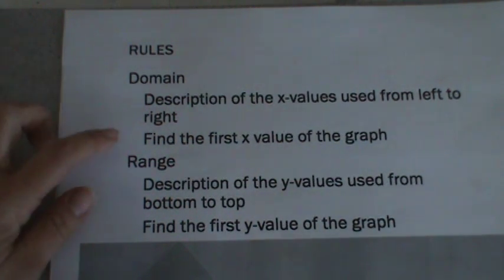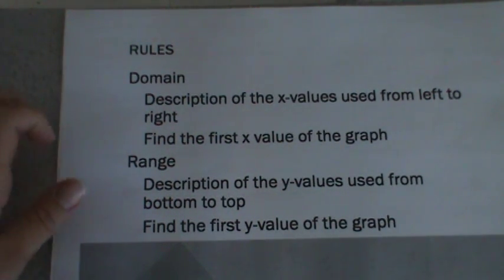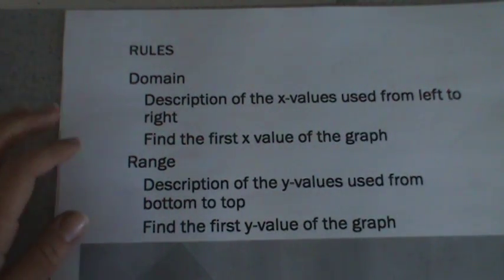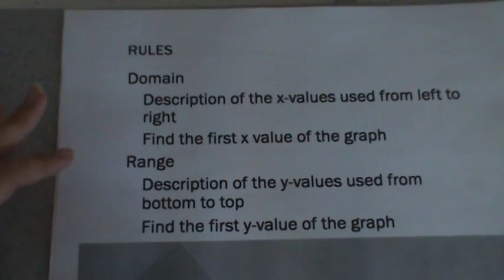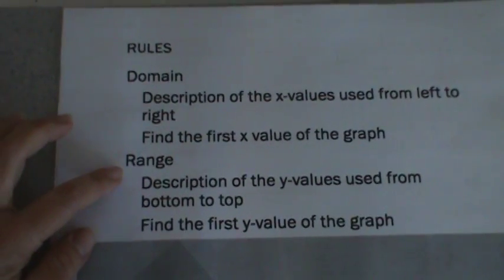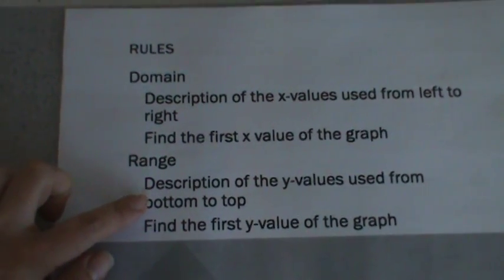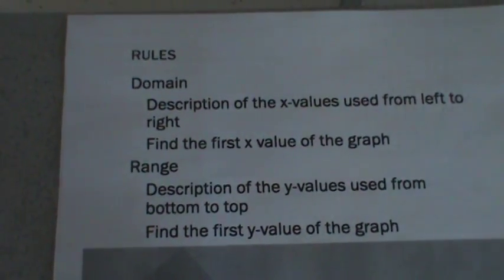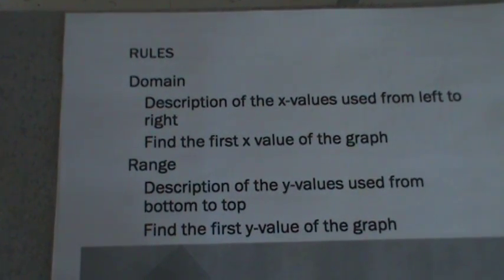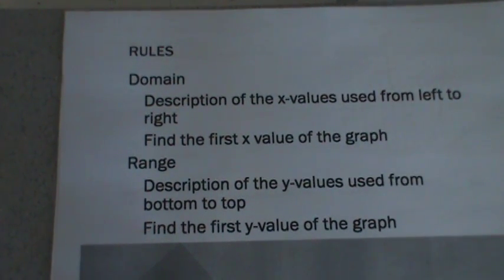What you need to do is first find your first x value, either if your graph starts from the left or if it starts from the right. And then we're going to write it in what we call interval notation. I'll talk about that in just a minute. Your range, remember, is your y values. So we're looking at the graph from bottom to top, and we again look at our starting point at either the highest or the lowest y value.